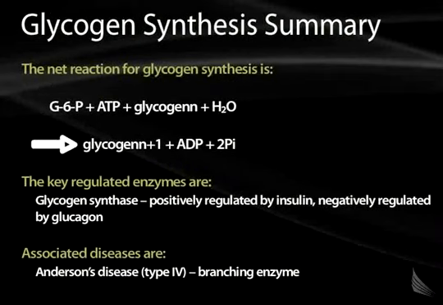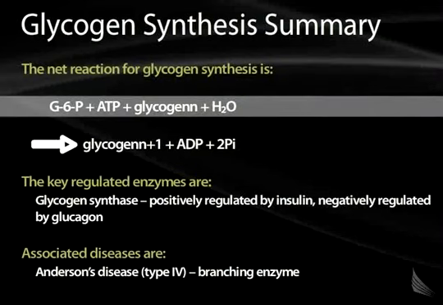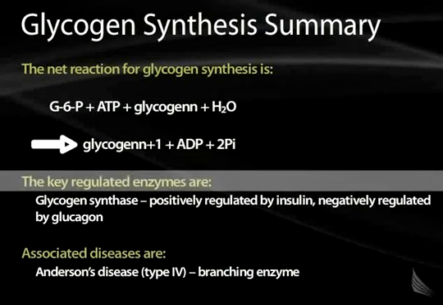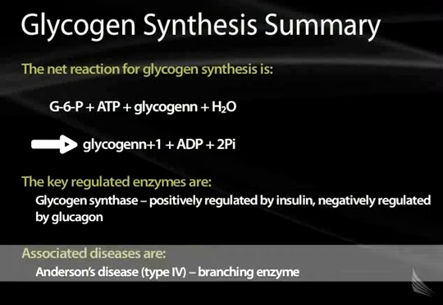So to review glycogen synthesis, the net reaction for glycogen synthesis is glucose 6-phosphate plus ATP, plus the growing chain of glycogen with N glucoses, plus water, to form glycogen with one more glucose attached to it, so N plus 1, plus ADP plus 2 molecules of inorganic phosphate. The key regulated enzyme is glycogen synthase, which is positively regulated by insulin, negatively regulated by glucagon, and the associated disease is type 4 glycogen storage disease, or Anderson's disease, which is a defect in the branching enzyme.